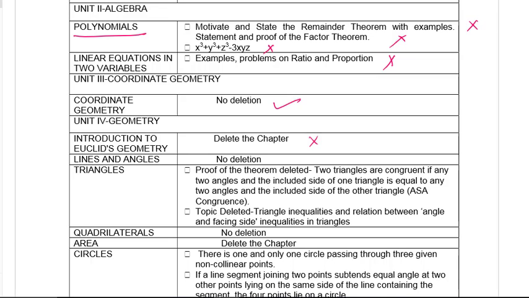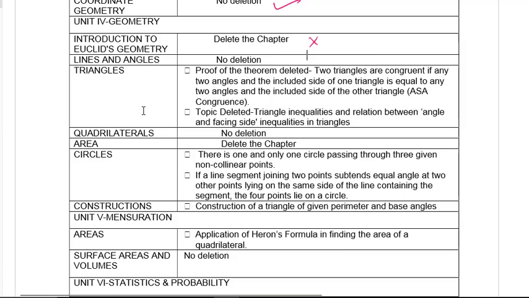Lines and angles, again you have to do this complete chapter, there is no deduction. Triangles, proofs of the theorems, deleted. Applications are there, you have to solve the problems based on the theorems, but the theorems you do not have to do. Two triangles are congruent if any two angles and the included side of one triangle are equal to any two angles and the included side of the other triangle. So ASA, the test of congruency, this topic is deleted.